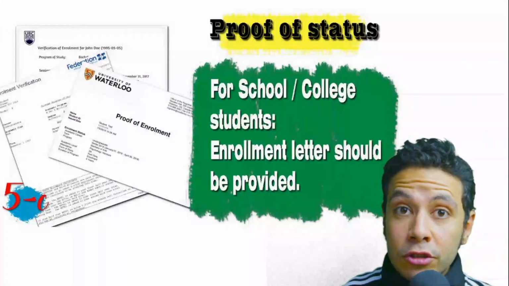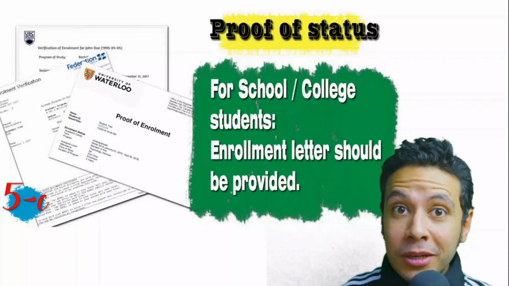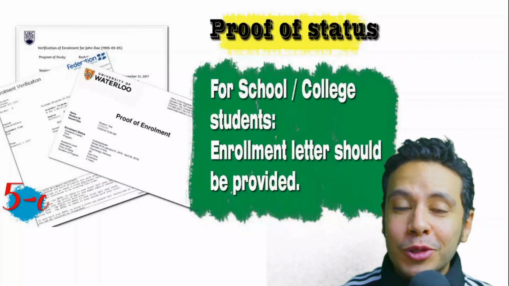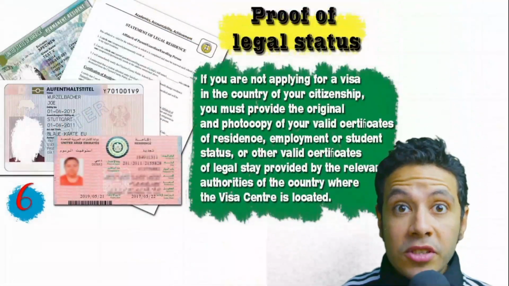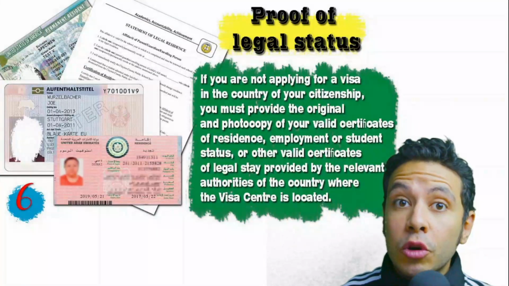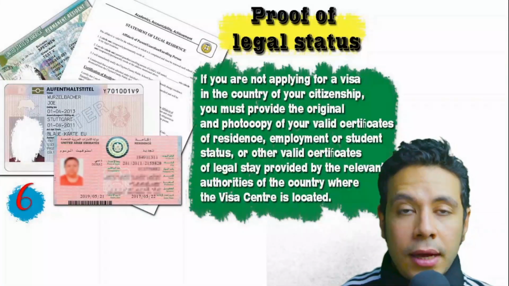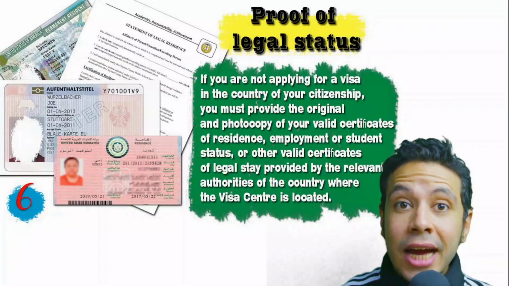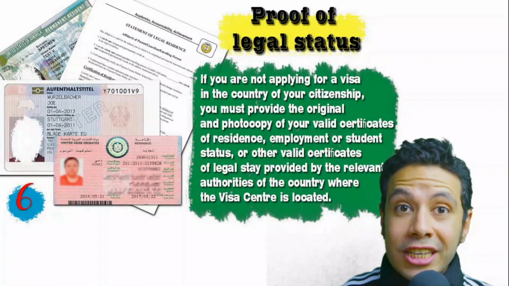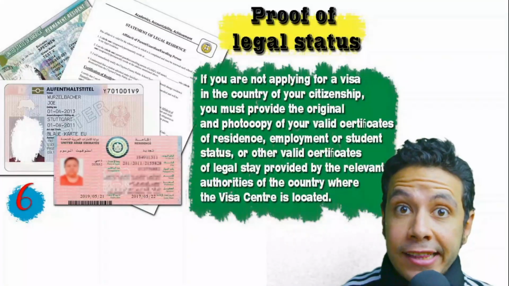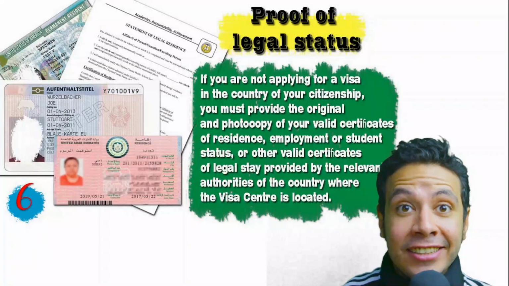But if you are a student in a school or a college, an enrollment letter should be provided from your university or your school. In some certain cases, you might be applying from a country different than your own country. At that moment, you will need to provide a proof of a legal status, which is a certificate of legal residence in this country. And in some cases, a valid residence visa for this country can also be accepted.